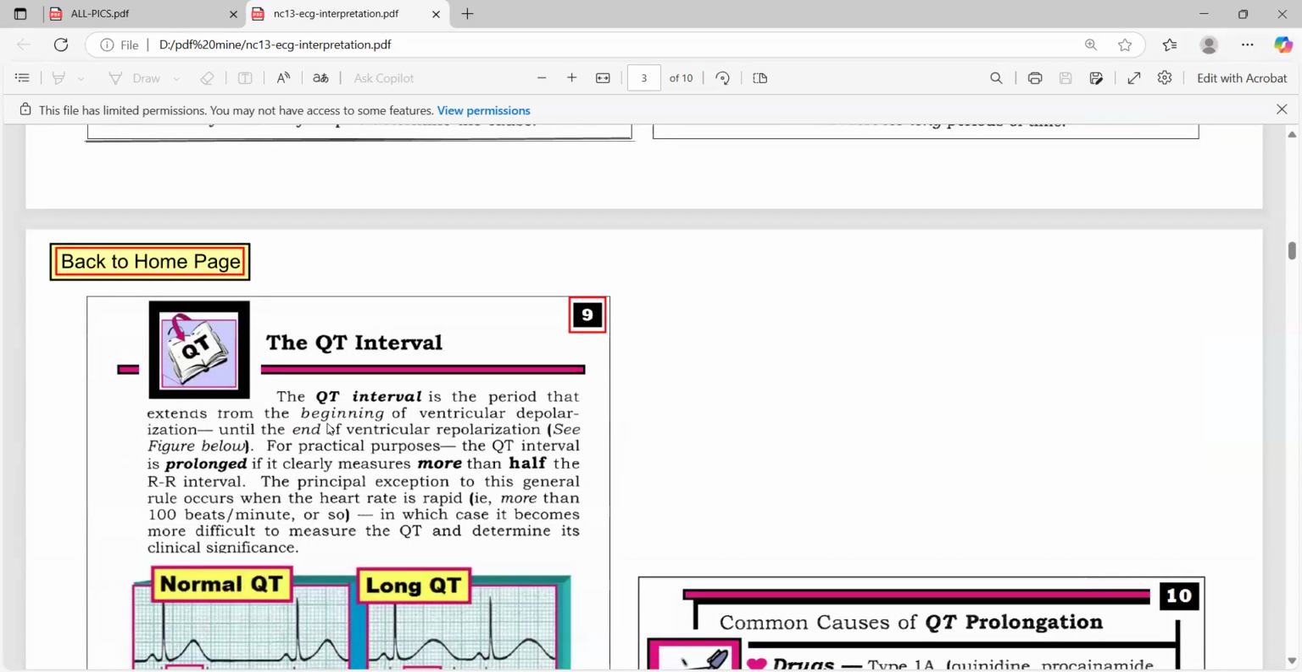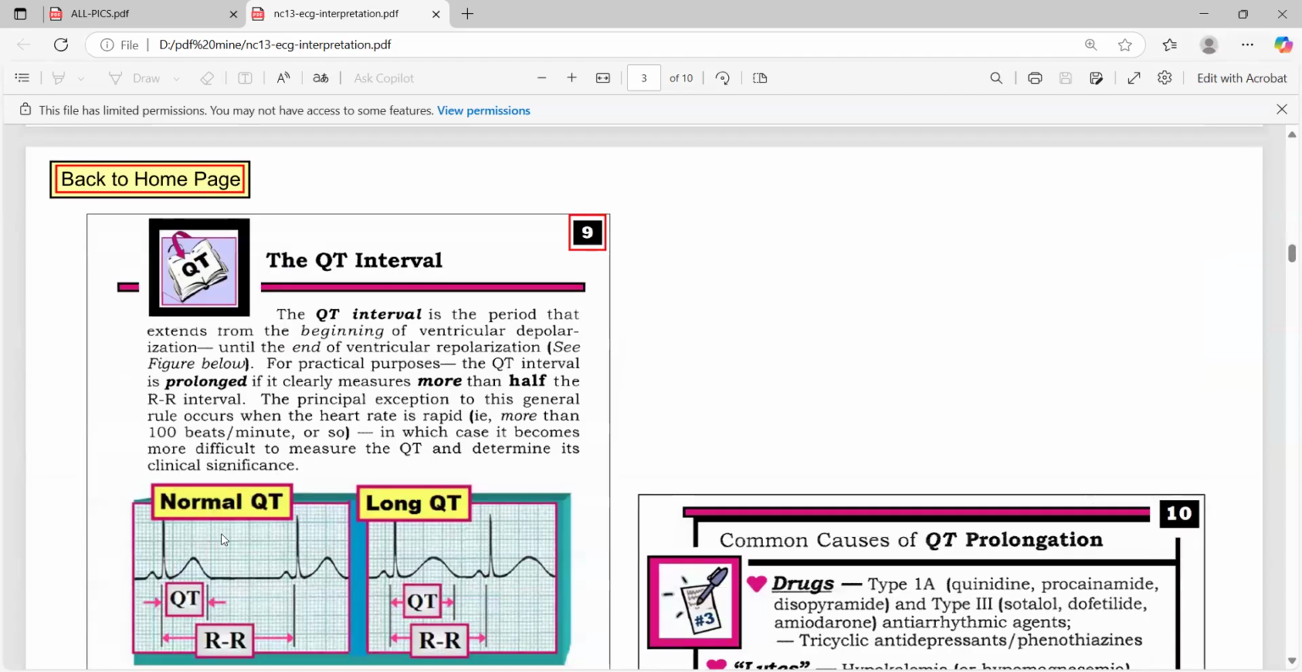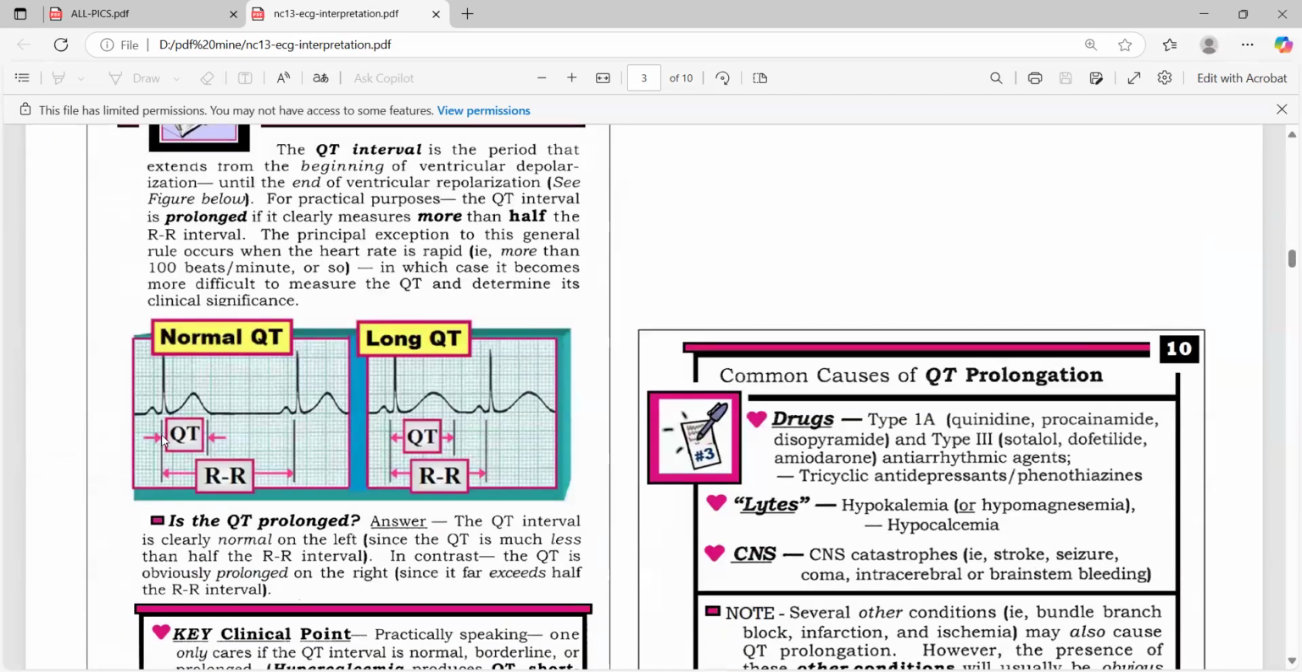Okay, then comes the PR interval. How much is the normal one? As you can see, you can remember how many small boxes there should be. Almost around two small boxes are present between the P wave and the notch, hardly two. I can say 1.5 boxes there.